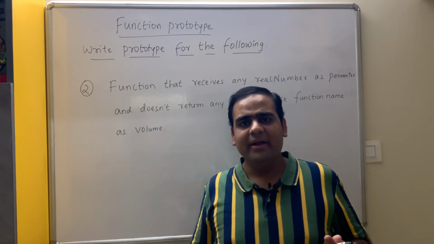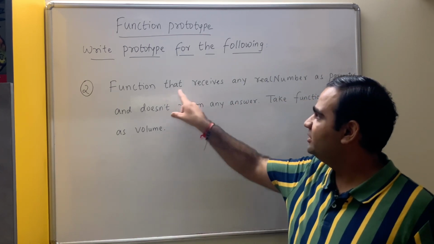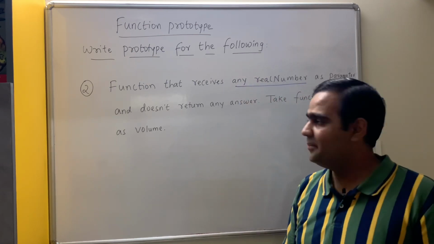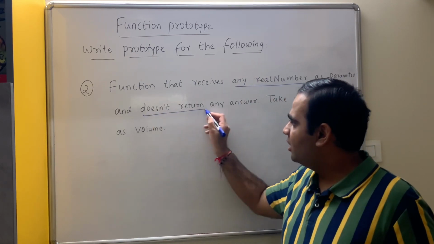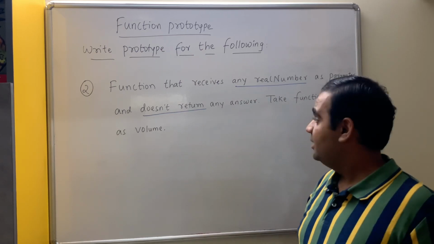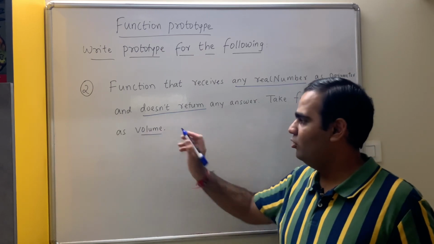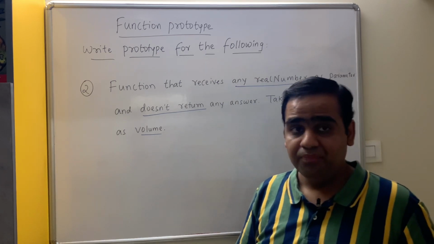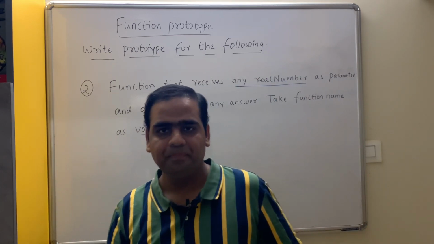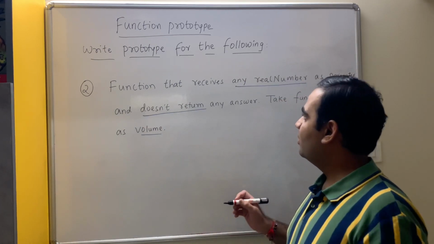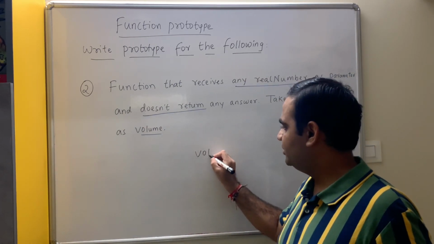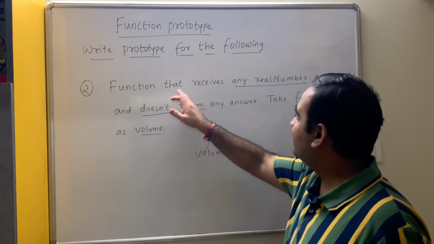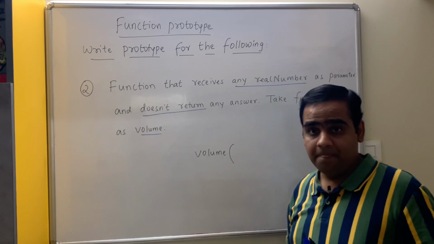I want you to write the function prototype for a function that receives any real number as input or parameter and it does not return any answer. Take the function name as volume. Please pause the video and write down the prototype for the same. What is the function name? First we write the function name. Function name is volume.